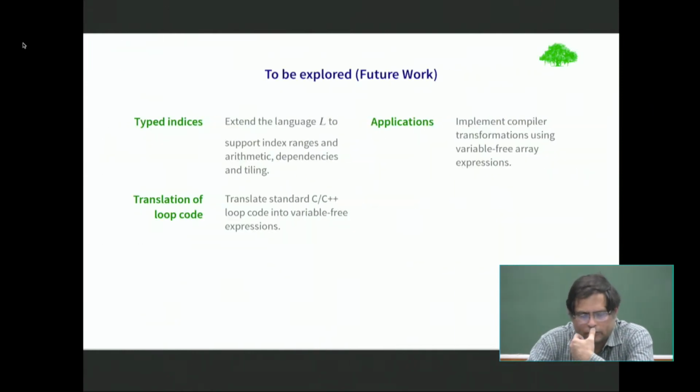Of course, there are many other things we have not explored yet, but we do plan to explore. We want index ranges, dependencies on the indices, arithmetic, tiling, and so on, which are the standard fare of any decent compiler for arrays. We want to translate C++ code into these variable-free expressions, and we would like to see how compiler transformations can be expressed in this language.